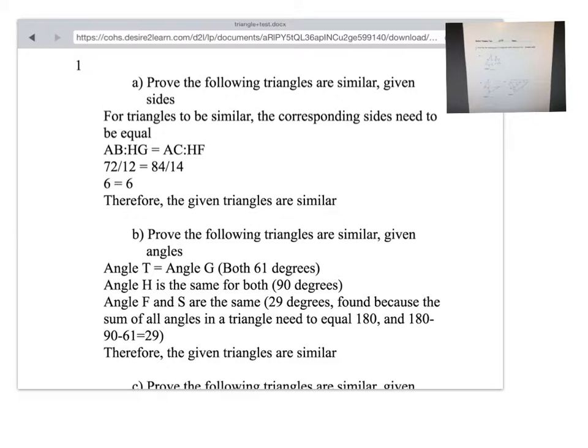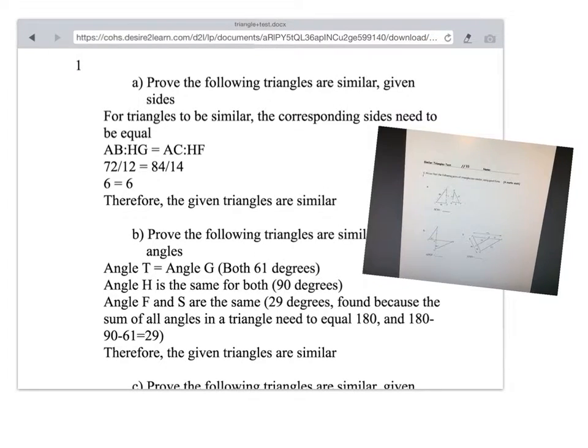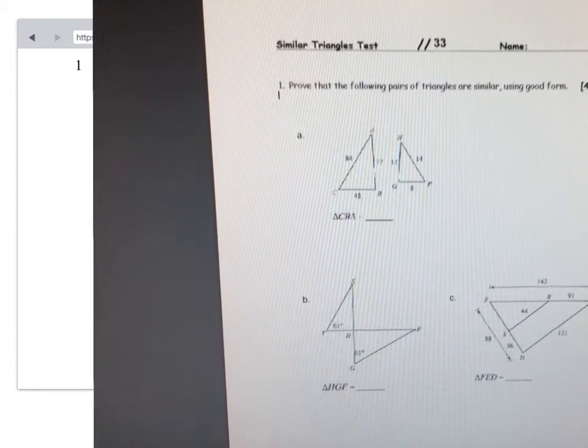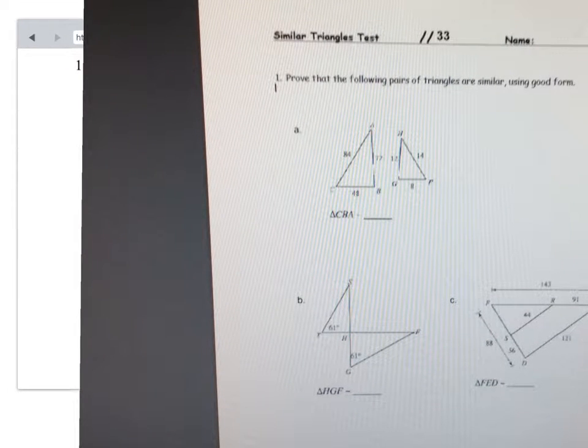All right. So for your test, a couple of things to start off with. For number one, when you're proving that you've got similar triangles, you need to do it in a certain form, and it has to follow the form that I showed you in the examples in the content section for this section. So let's just have a look at the triangles themselves. Okay, so here we have triangle ABC and triangle HGF if we do it in order.